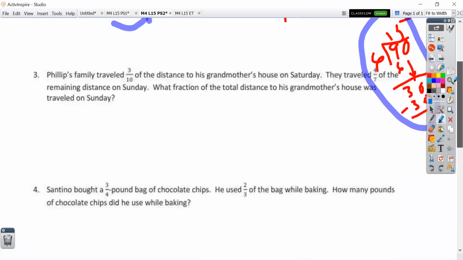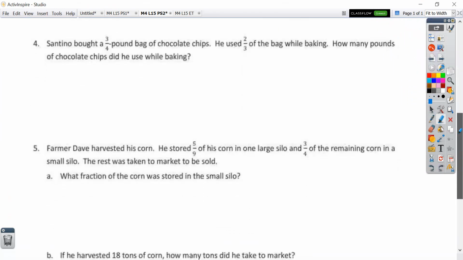let's go ahead and try. Which word problem should we try?